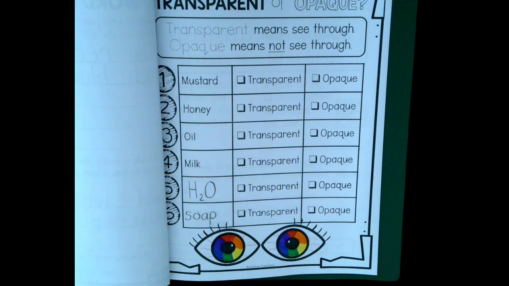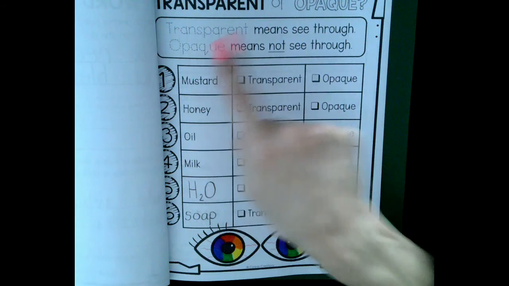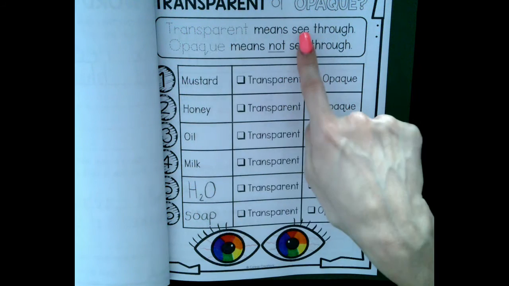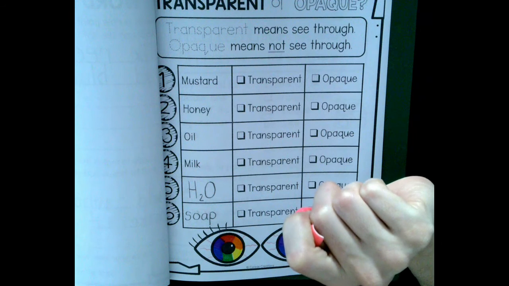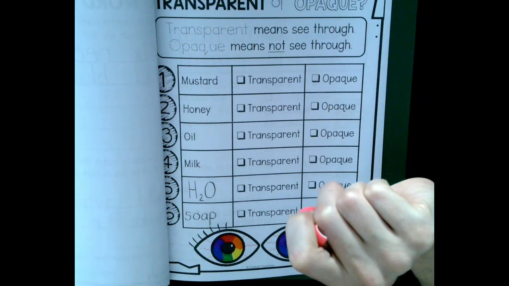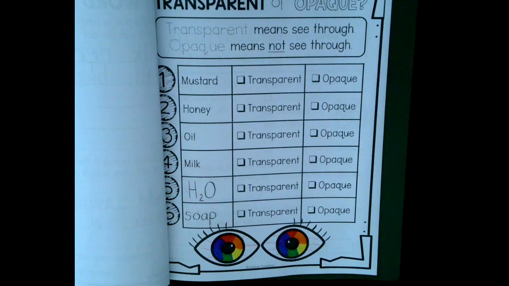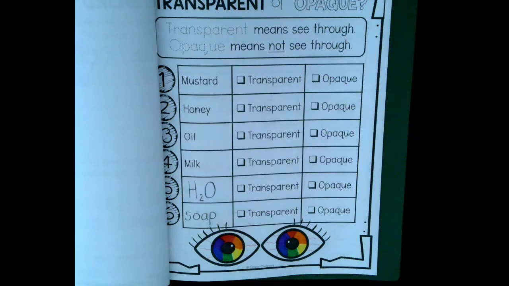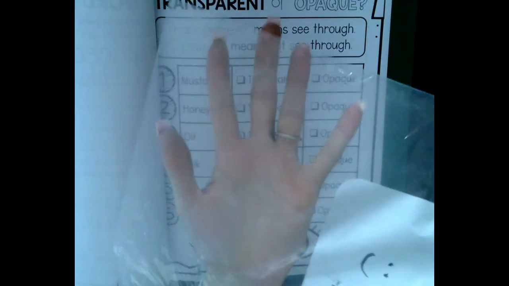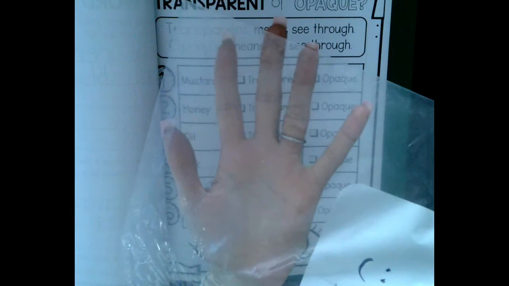We are learning about transparent and opaque. Transparent means that something is see-through. So when you put on a pair of glasses, you can see through them, okay? When I have this plastic bag, you can see through it.